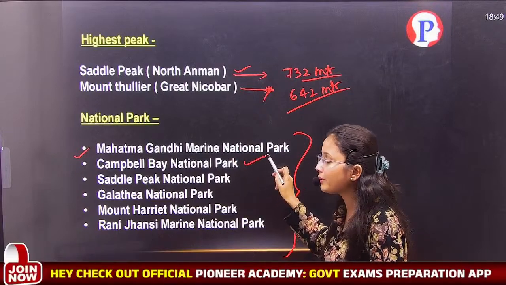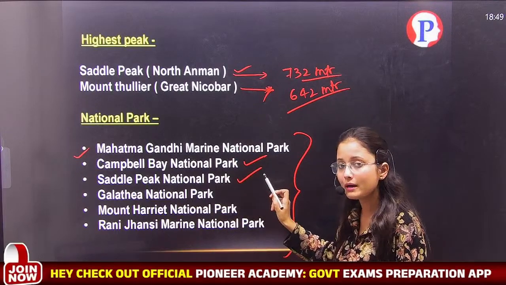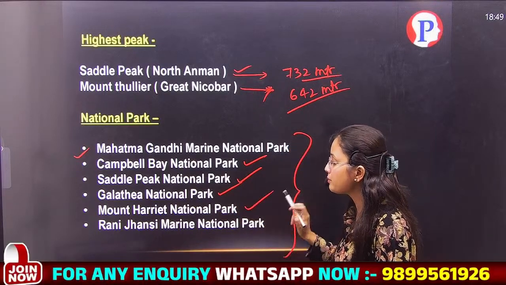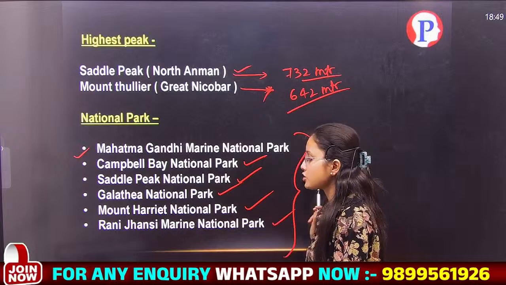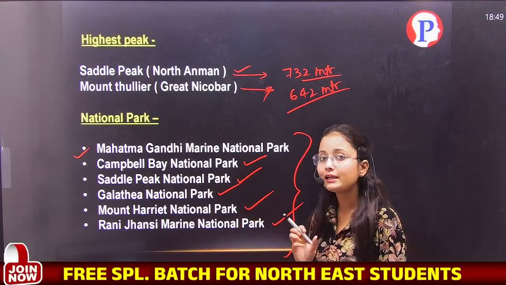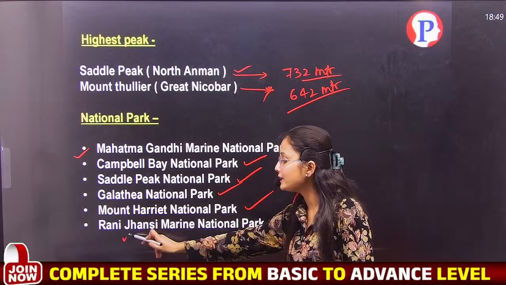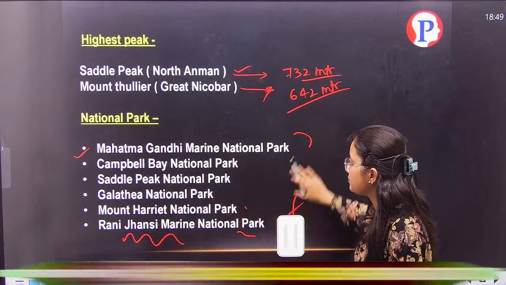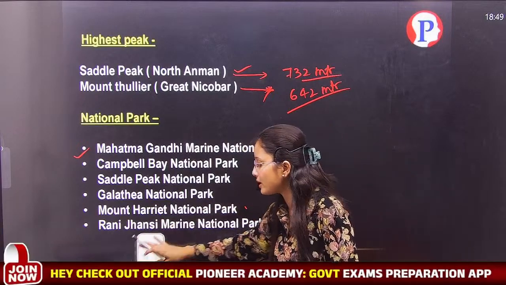Then Campbell Bay, then Saddle Peak National Park, then Galathea National Park, Mount Harriet National Park, and then Rani Jhansi Marine National Park. It is also called Rani Lakshmi Bai National Park, but the main name of this national park is Rani Jhansi Marine National Park. Okay, so these are some national parks of Andaman and Nicobar.